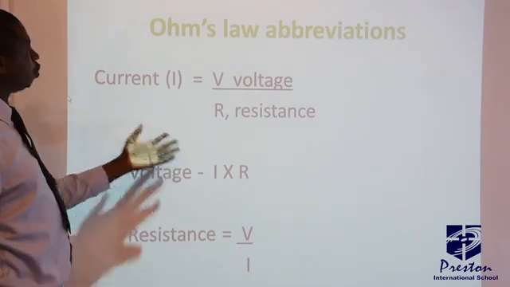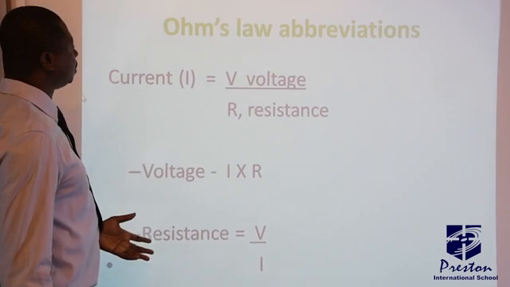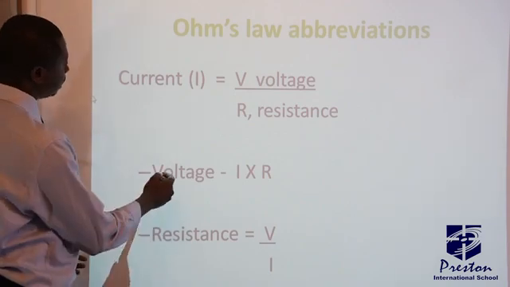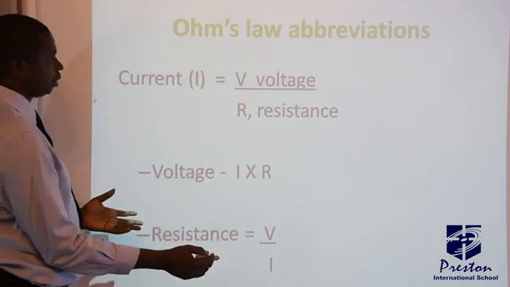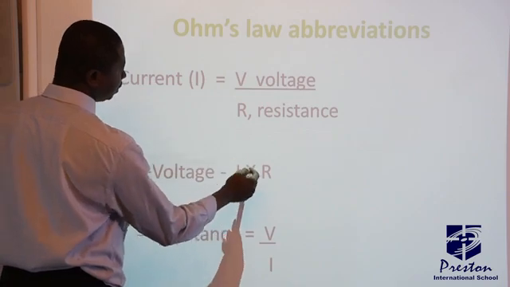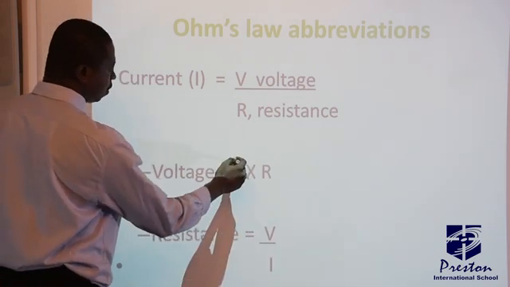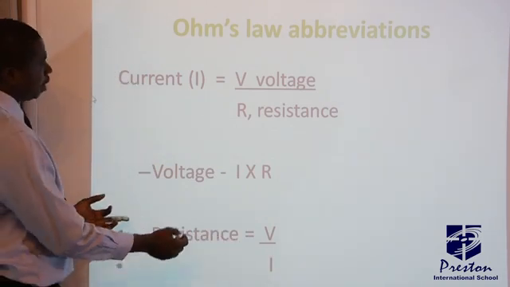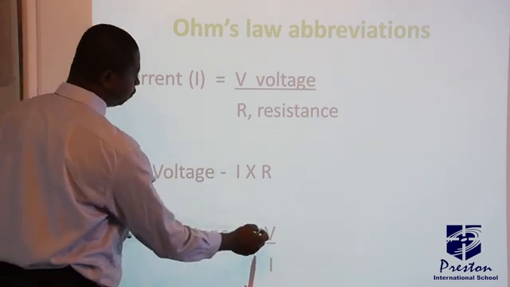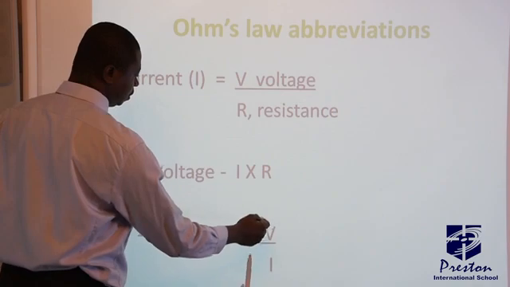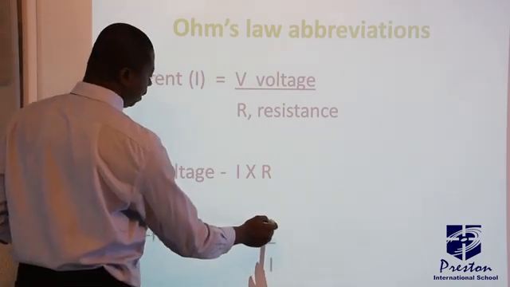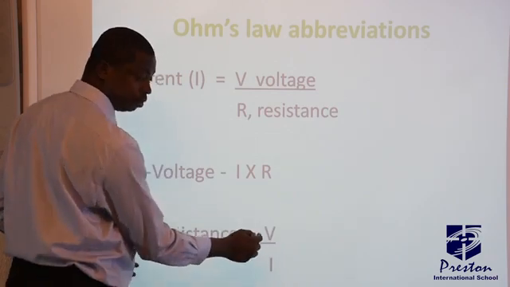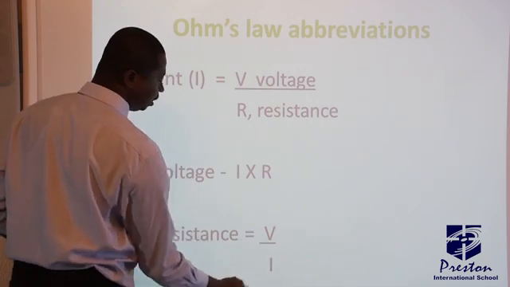You can make any of these parameters the subject of the formula. If we are asked to find voltage, the voltage equals current times resistance, V = I × R. You can also make resistance the subject of the formula: resistance equals voltage over current, R = V / I. Remember, voltage is denoted by the symbol V, while current is denoted by the symbol I.